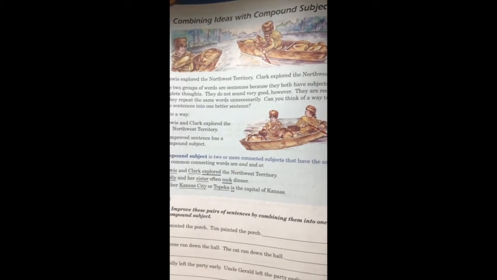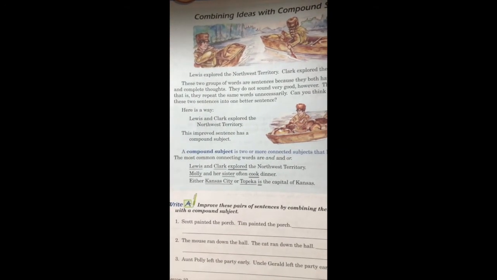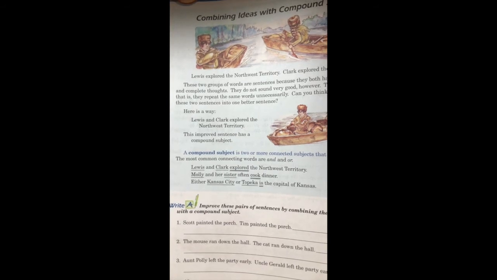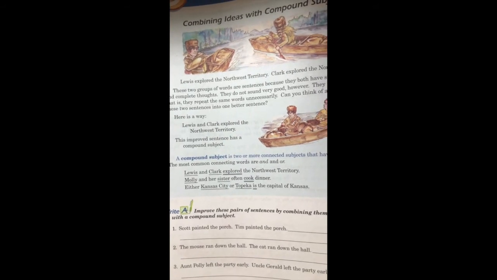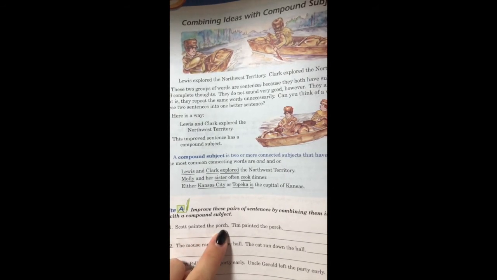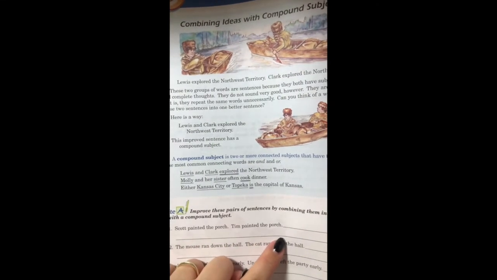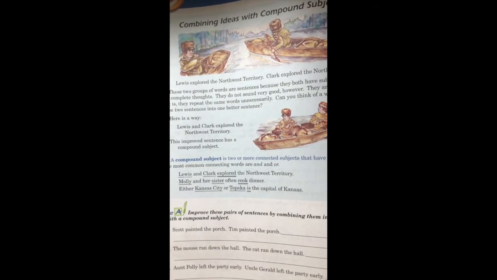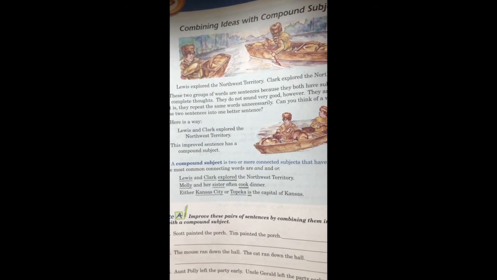So what you're doing on the bottom here, you just have three, and you're going to improve these pairs of sentences by combining them into one. And because you have a few other exercises that will be very similar, I'm going to do the first one with you. So here it says, Scott painted the porch. Tim painted the porch. Now, if you were speaking to somebody, you wouldn't say it like that because it is much simpler to just say, Scott and Tim painted the porch. And that's what you would write.